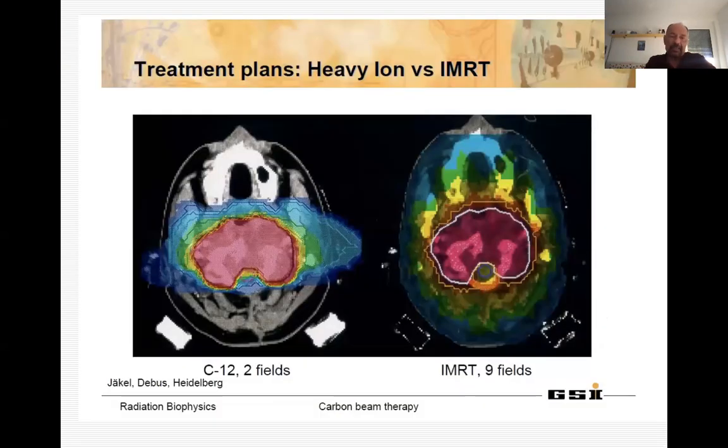And that's another case, an old one, I showed you this case already. This is a complex tumor of the base of the skull, a chondrosarcoma, treated with IMRT, 9 fields. You can do the same treatment plan with carbon ions, with only 2 fields. You see how much you reduce the dose to the normal tissue.